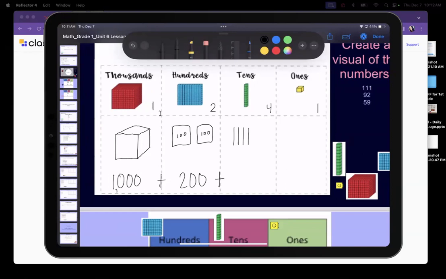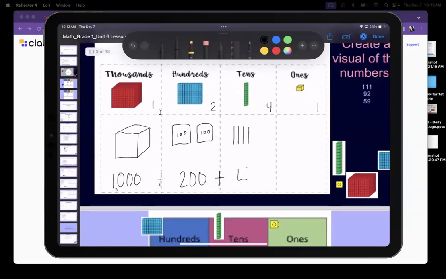Kalia, down here in my expanded notation, am I going to have a 4 or am I going to have a 40? 40. What do you think, Kalia? 40. Good. You're going to have a 40 down here because expanded notation is just pulling the number apart. It's like a slinky. And then last but not least, in the one spot, you're going to have a ones cube. One lonely cube there.